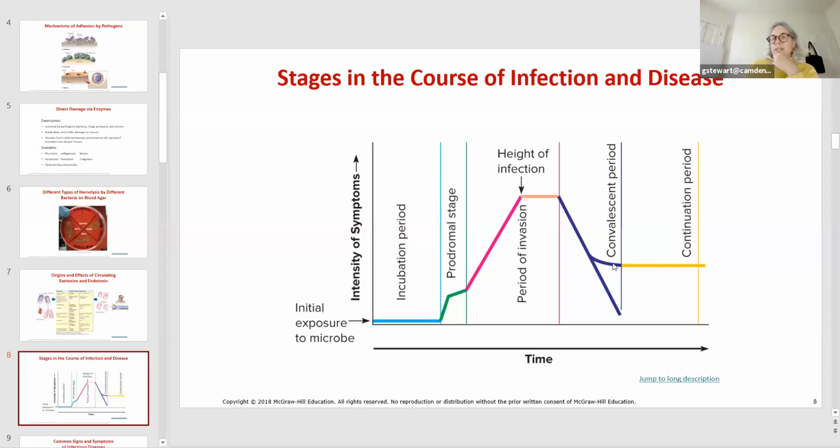And that last period that they added on there, the continuation period, would be for diseases that persist, right? So think like HIV or herpes that you have with you forever, or for a continuing period of time. So you notice the blue line either goes down, period of decline and convalescence, or it's going to go on, period of continuation, and that is disease specific.